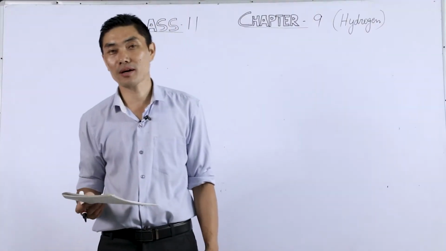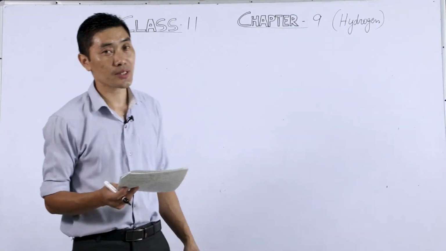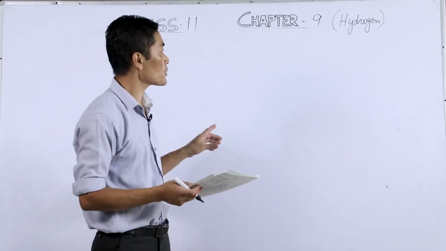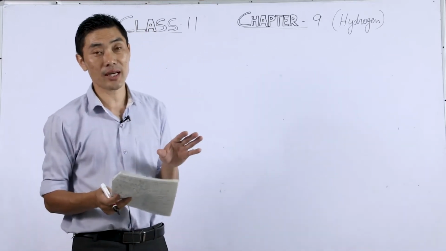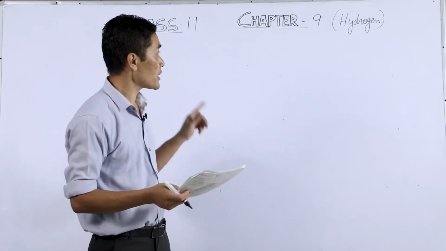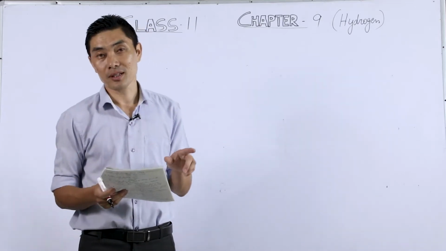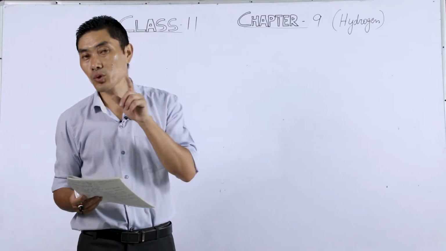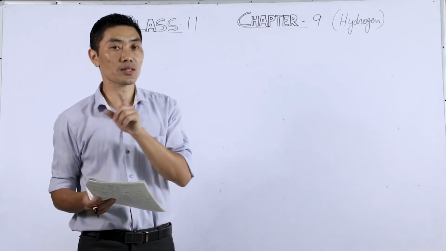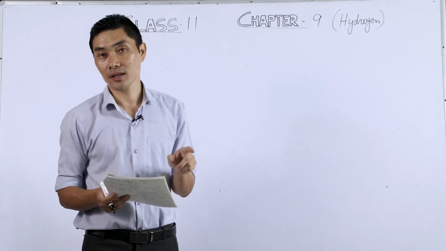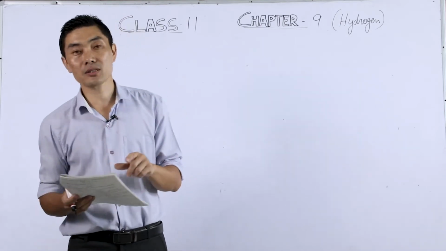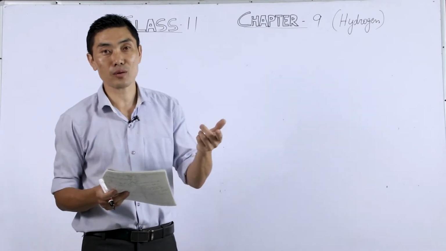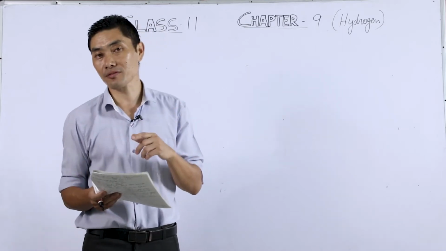Hello everyone, welcome back. In the last class, we were discussing the position of hydrogen in the periodic table, and I mentioned that the position of hydrogen in the table is debatable because it resembles both the alkali metals as well as the halogens in certain respects, and in certain other respects, it is quite different from the alkalis as well as the halogens.